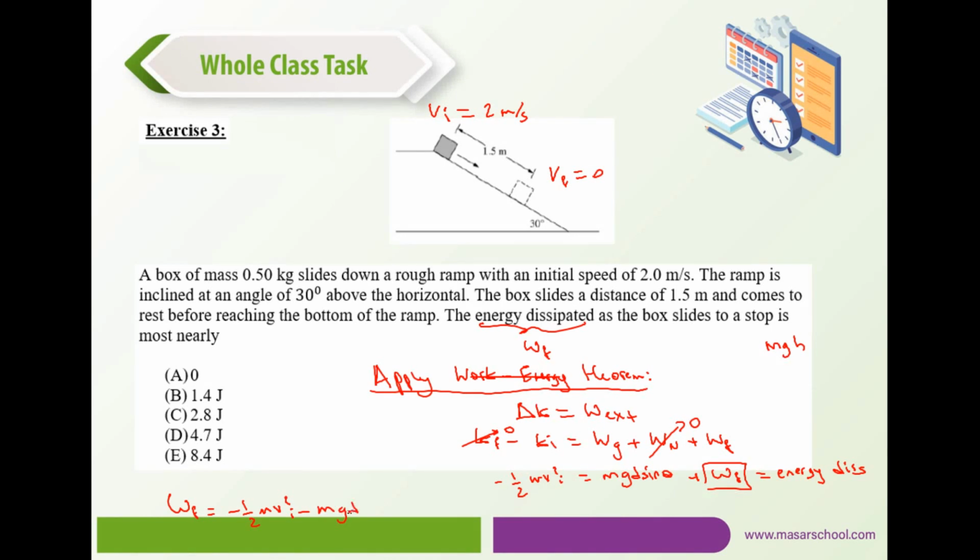Then the work done by the frictional forces would be minus half mv squared initial, minus mgd sine theta. That would be minus half, and the mass is 0.5, the speed is 2 to the power of 2, minus the mass, which is 0.5. We can use g to be 9.8, the distance to be 1.5, and theta to be 30 degrees. If you plug that into the calculator, you're going to find minus 4.7 joules. If we're talking about energy dissipated, which is lost, the work done by friction is minus 4.7 joules, which means that the energy loss is 4.7 joules.